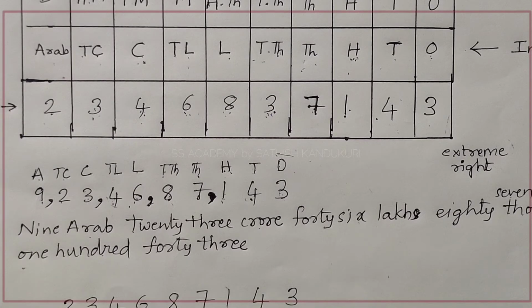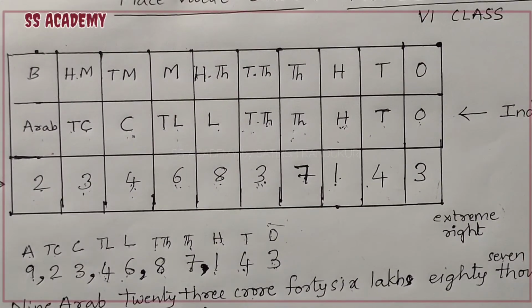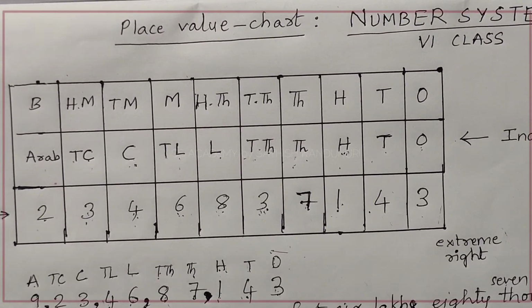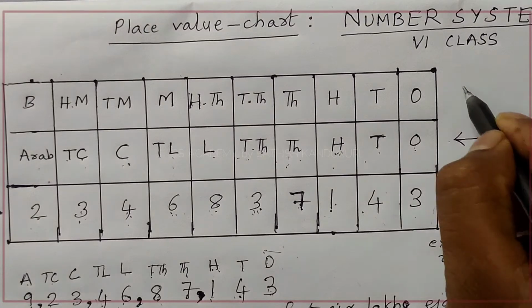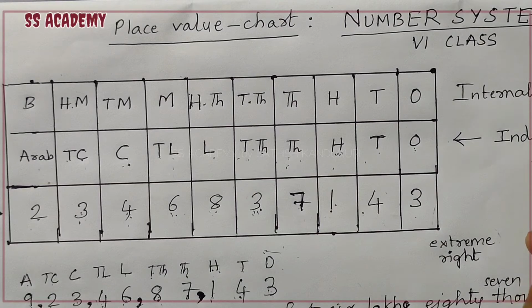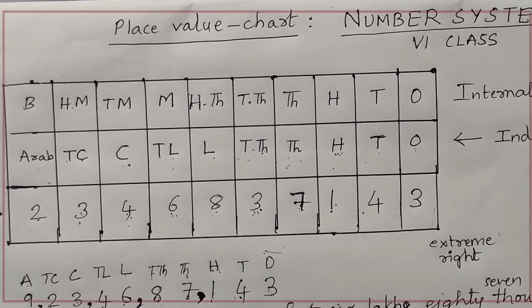Let us see international number system. So before that we need to see the place value chart. We need to see the place value chart for international number system. So this international number system is slightly similar to Indian number system, but there is a slight change in the place value.